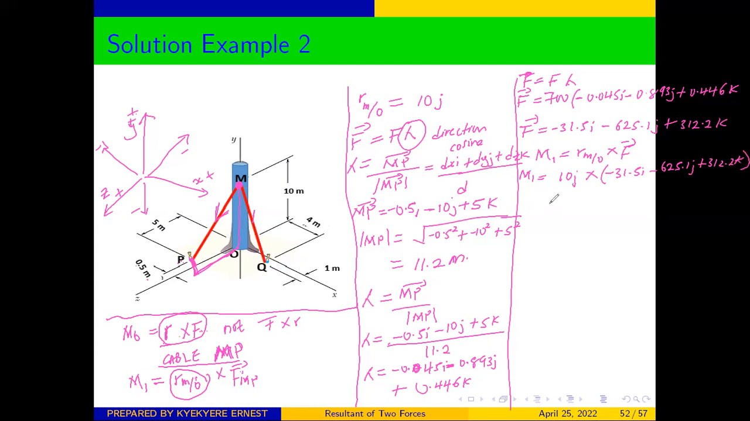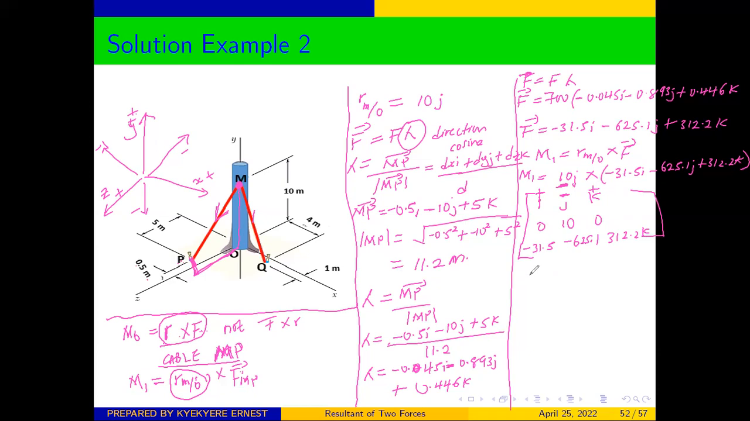And from here, we said that the best way to solve this is to put it in the matrix form. So we have I, J, K. And this is our position vector. We only have the J component, so we have 10 here, and the rest will be 0, 0. And then write the components for our force, which is negative 31.5, negative 625.1, and on the K, we have 312.2. Then we can use the method of determinants to find our I component. Don't forget our J component and our K component. Don't forget that the signs are plus, minus, plus.